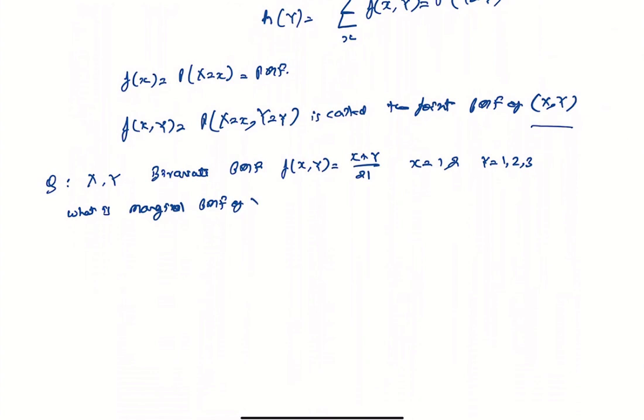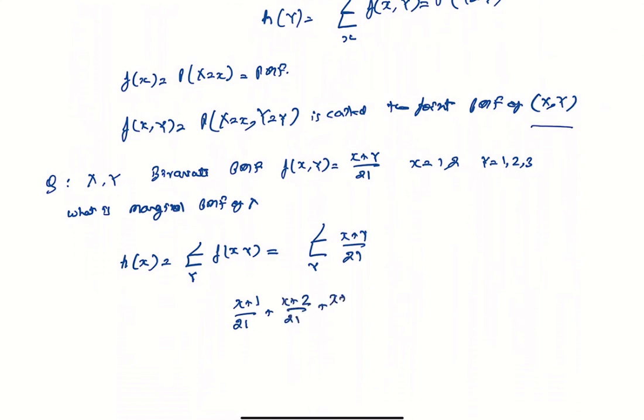So the marginal PMF of x is h(x), the sum over all the values of y of f(x, y), and f(x, y) is (x plus y) over 21. So all we have to do is x plus 1 upon 21, plus x plus 2 upon 21, plus x plus 3 upon 21. That gives me 3x plus 6 over 21, or (x plus 2) upon 7.